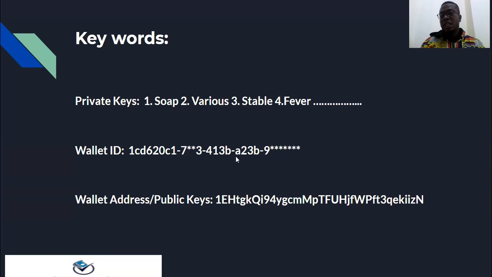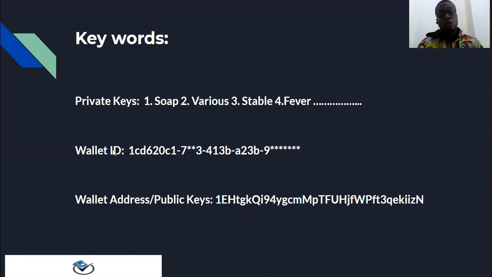All right. Don't share it with anyone. That's why I have taken out certain numbers from this one to ensure that nobody can know what it is. It is private for you and for you alone. With this, someone can still have access to your wallet. All right. So don't share your wallet ID for no reason with anyone you don't absolutely trust. Trust is very, very important.